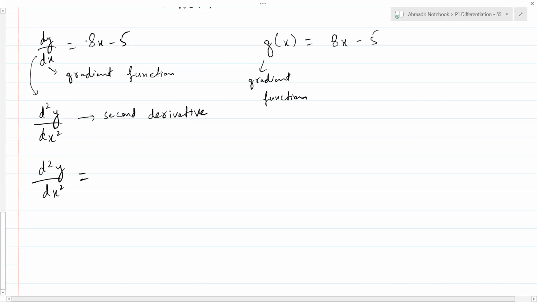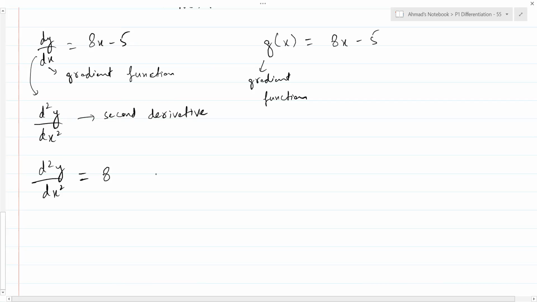All you have to do is, whatever the function is, you differentiate it once more. So 8x का derivative क्या होता है? That's 8. 5 का derivative क्या होता है? Minus 5 का derivative, that is 0. So we don't need to write that. So the second derivative of the original function turns out to be 8. But what does this really represent? 8 का क्या मतलब है?